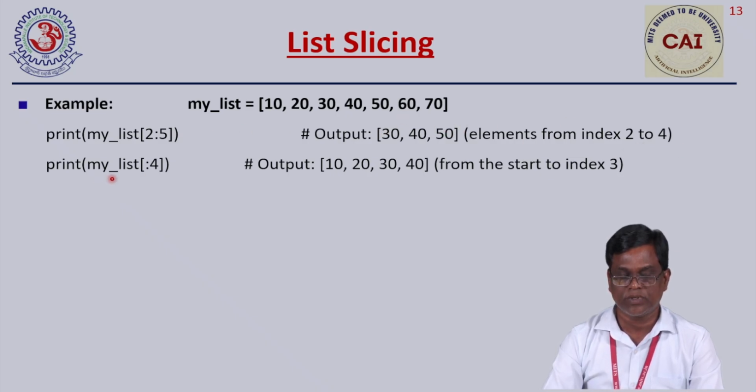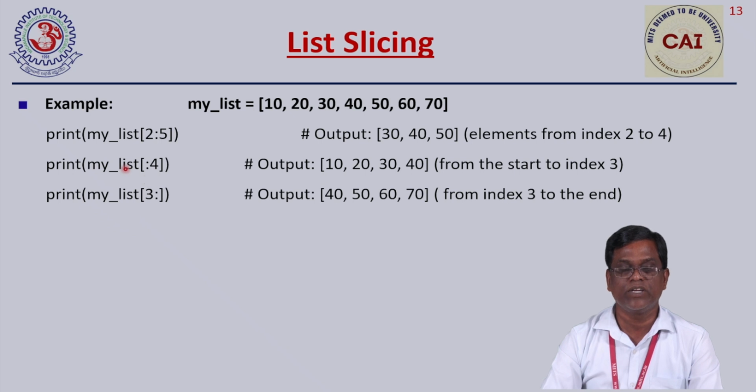Come to another notation here, my list of colon comma 4. Here we ignored the starting index. Whenever we ignore the starting index, it will start from the first element and go up to the last index position we specified. So the values that will be accessed are 10, 20, 30, 40.